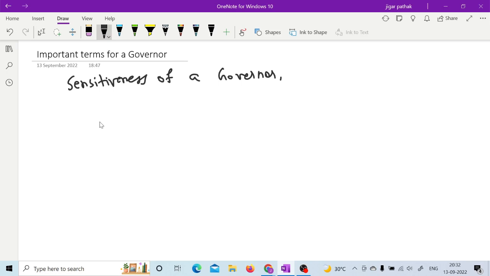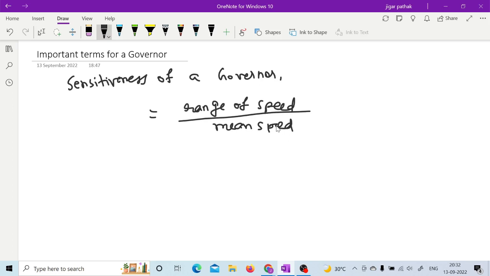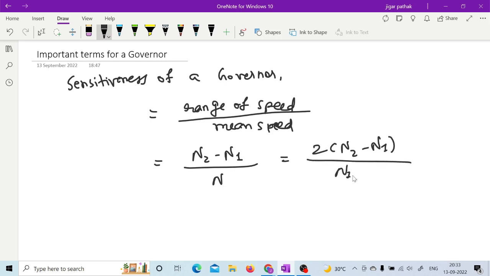in your speed, right? So it is mathematically given by the range of speed for which your governor is designed upon the mean speed. The range of speed may be given by N max minus N min, or N2 minus N1, upon this mean speed N, where the mean speed is (N1 plus N2) by 2. So you can write it as 2(N2 minus N1) upon (N1 plus N2), right?